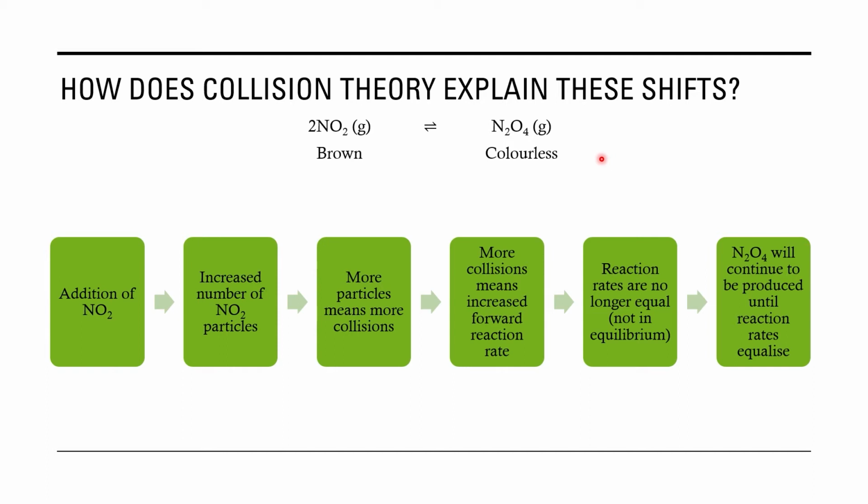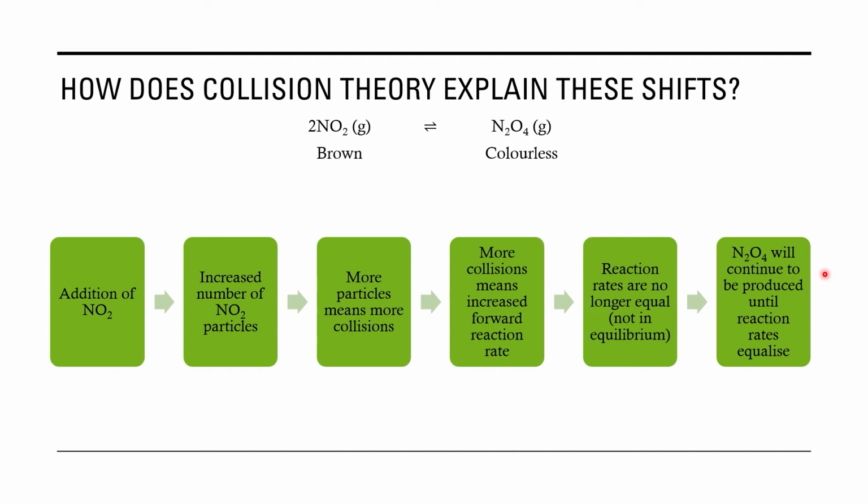And if there's going to be an increase in the rate of forward reaction, then that's going to also mean that the reaction rates are no longer equal and balanced. The forward reaction rate is not the same as the reverse reaction rate, and that means that the system is no longer in equilibrium. If that's the case, then dinitrogen tetroxide will just get produced more and more and more, and its reaction rate will increase more and more and more.